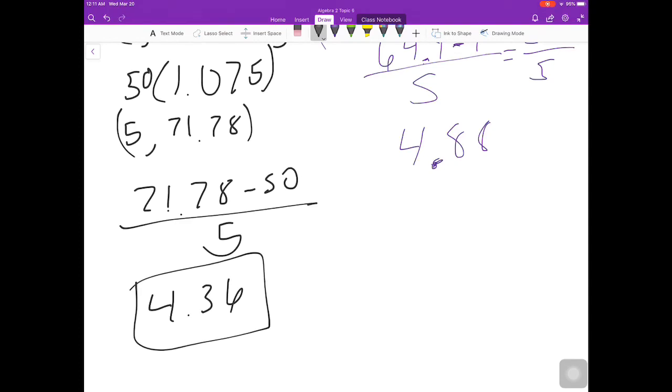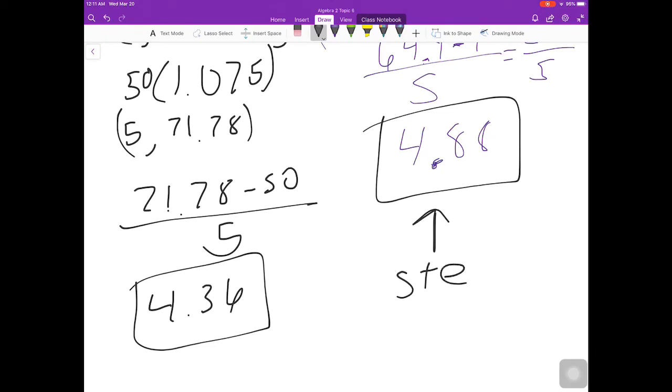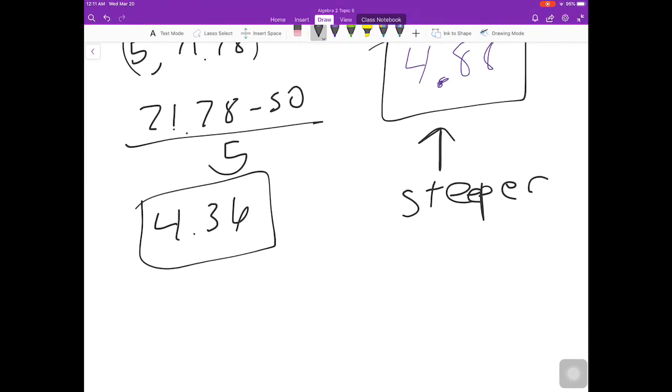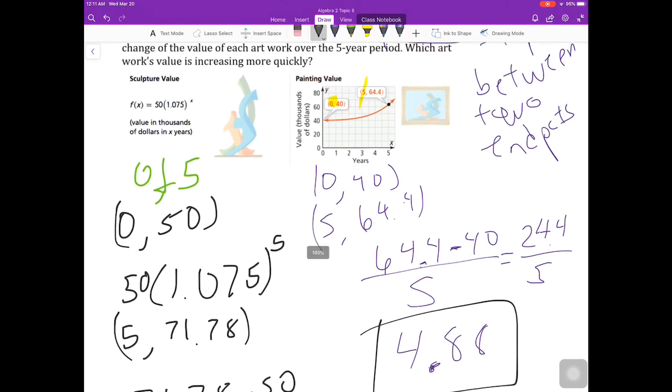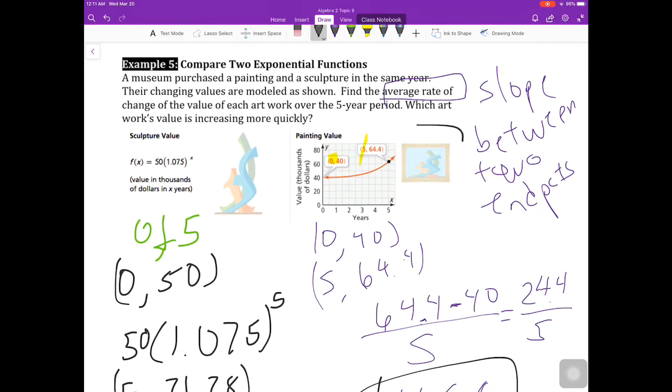So again, remember, slope is average rate of change. So in this case, the painting slope is steeper. It's larger. So a steeper slope means a faster increase, or a steeper slope in the negative direction could mean a faster decrease. So in this case, the painting is actually increasing more quickly.